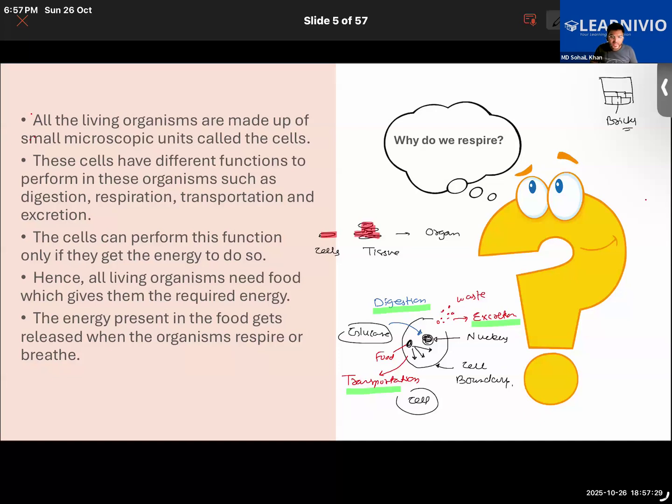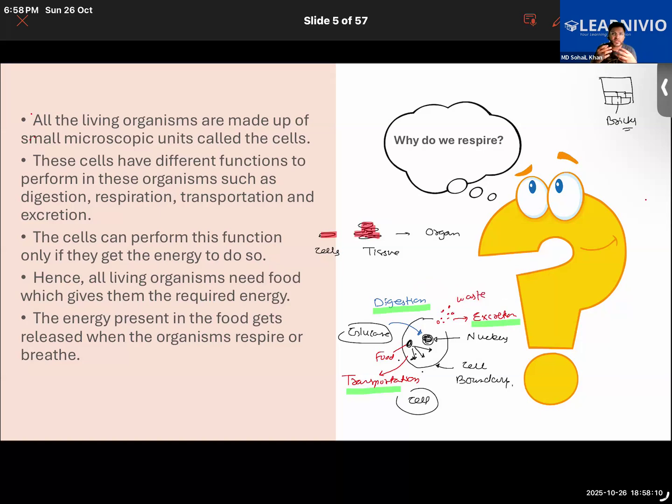In order to carry out all these processes, will it not need energy? And where will it get energy from? It will get energy from glucose, in the process of respiration, and respiration is done in the presence of oxygen. The cells can perform these functions only if they get the energy to do so. Hence all living organisms need food, which gives them the required energy.